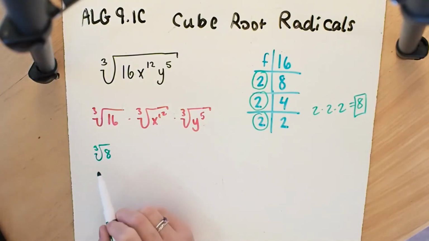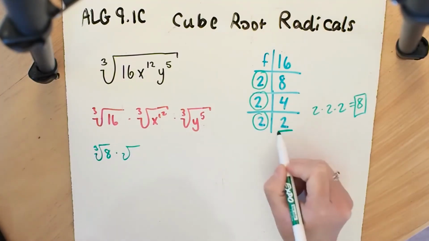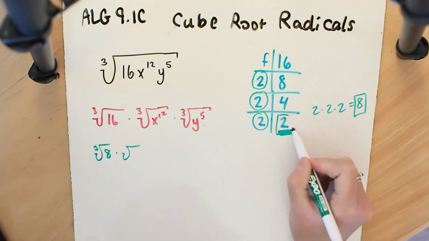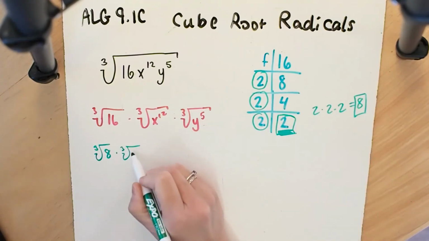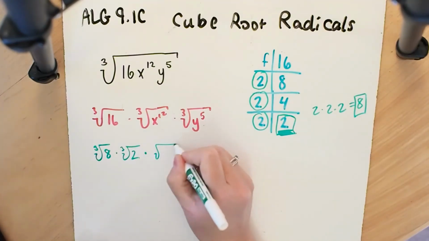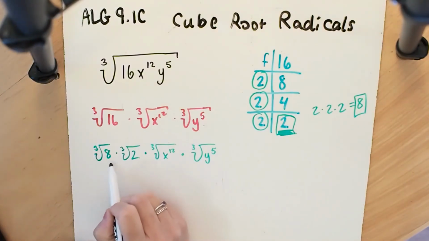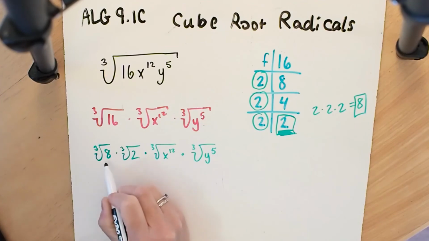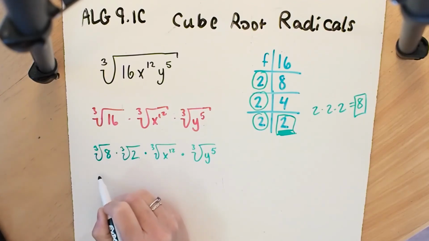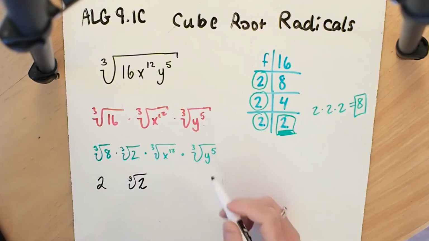So that's going to look like the cube root of 8 times the cube root of 2, this leftover number here that didn't get factored out. Okay, and then we just rewrite this other stuff because we're not doing anything with it yet. Awesome, so we know that the cube root of 8 is 2 because 2 times 2 times 2 equals 8. So this frees itself from the radical and just becomes 2. The cube root of 2 we can't do anything with, so we just leave it over here.